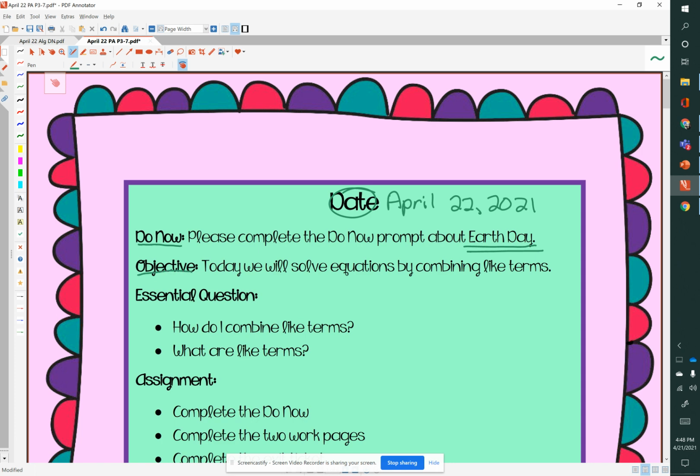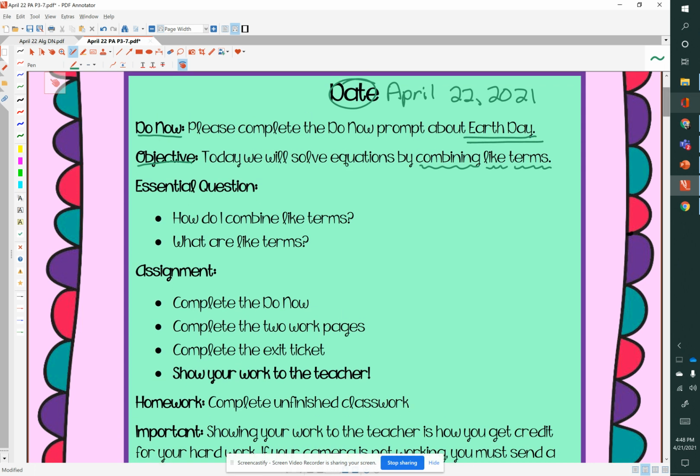So today we're going to solve equations, but a lot of what we're doing today is going to be combining like terms. We've done that before, but never in the context of solving equations. So our essential questions are, how do I combine like terms, and what exactly is a like term? So let's make sure we understand that before we solve equations using combining like terms.